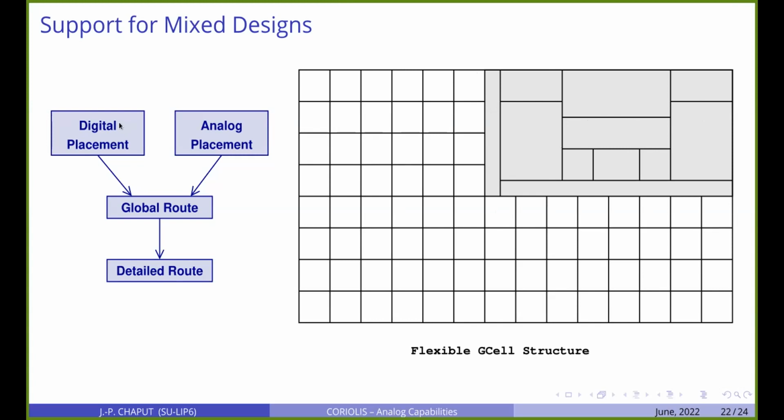So this is what the schematic on the left side says. Of course, digital placement and analog placement must stay separated, because they are completely different algorithms. But once the placement is done, we get onto the global route and the detailed route, and those 2 steps are completely unified. It is the same global router which performs the analog routing and the digital routing. And it is the same router which performs the detailed route for both analog and digital parts.